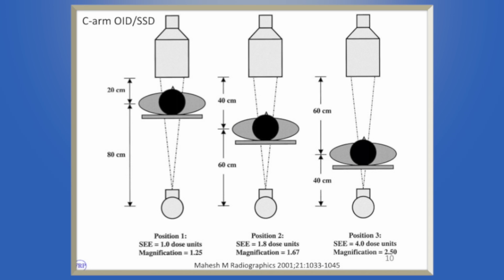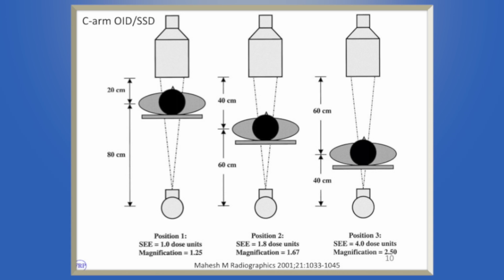This is just an illustration of what happens with magnification and with dose as you change the SSD and the OID with a C-arm. So we're starting with a fixed SID of 100 centimeters with 80 centimeters SSD and 20 centimeters OID. And they're using arbitrary numbers here. So we're going to say that we have a source exposure to the skin of 1.0 in dose units. And the magnification is minimal at 1.25 because 1 is no magnification.